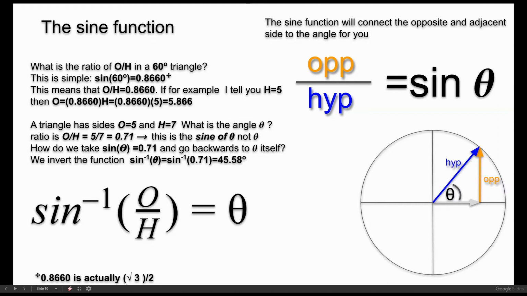So if I tell you the hypotenuse is 5, then you can say opposite equals 0.8660 times h. You rearrange, and you get 5 times 0.866. You get that the other side, the opposite side, will be 5.866 across. Okay?